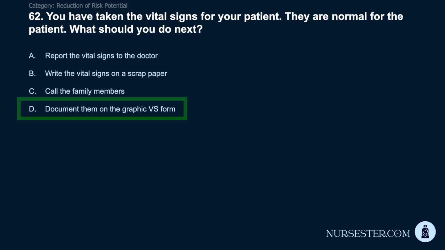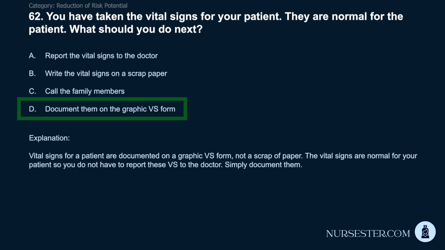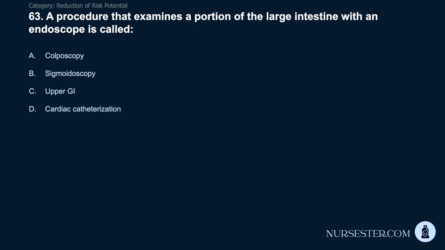Correct answer: D. Document them on the graphic VS form. Vital signs for a patient are documented on a graphic VS form, not a scrap of paper. The vital signs are normal for your patient, so you do not have to report these VS to the doctor. Simply document them.